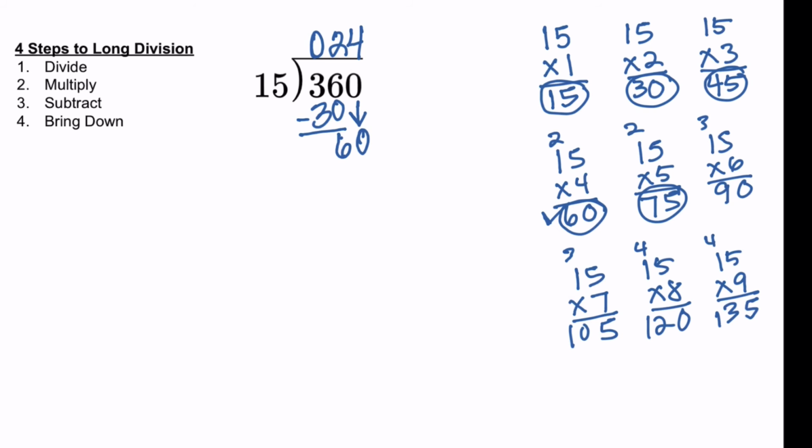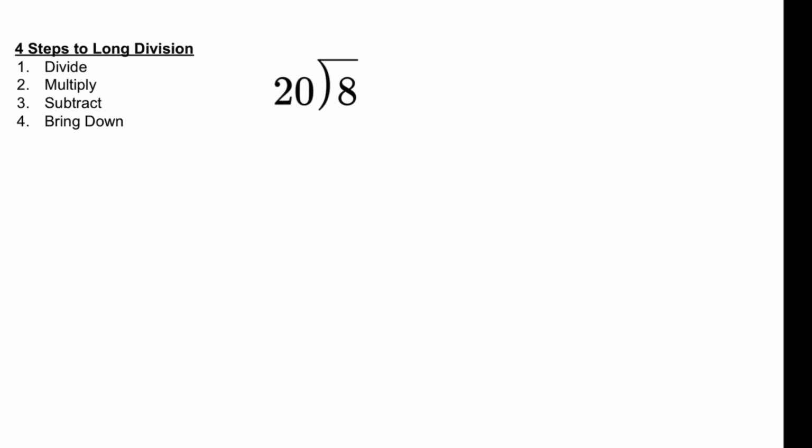The second step in the long division process is to multiply. So 4 times 15 is 60. Let's subtract. You get 0. Make sure they understand that the answer is 24 and not 024. So this will actually be your final answer. Let's do one more, and hopefully you can practice after this.